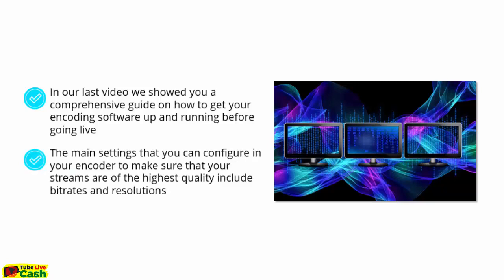The main settings that you can configure in the encoder to make sure that your streams are of the highest quality include bit rates and resolutions. The configuration of these two values will depend on your bandwidth and the stream options that you use at a particular time. First off, you need to get into your encoding software settings menu and enter the following information as presented here. Note that these are the ideal settings as recommended by YouTube to comply with the technical specifications and requirements that the streaming platform was built upon.